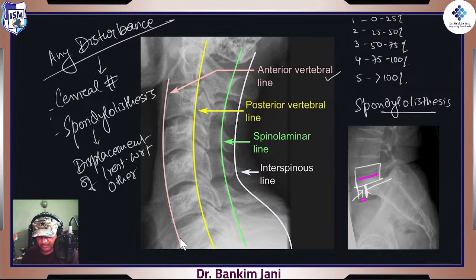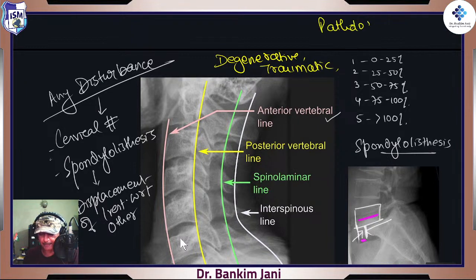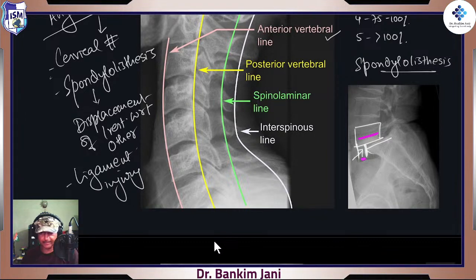And what could be the commonest causes of spondylolisthesis? It could be degenerative, age related, right? Traumatic, maybe because of some accident, right? Or there could be some pathological reason, or post-surgical, post-surgery, right? So that can lead to this. So that's how you see this thing. One more reason could be any ligament injury, so when this alignment is disturbed.